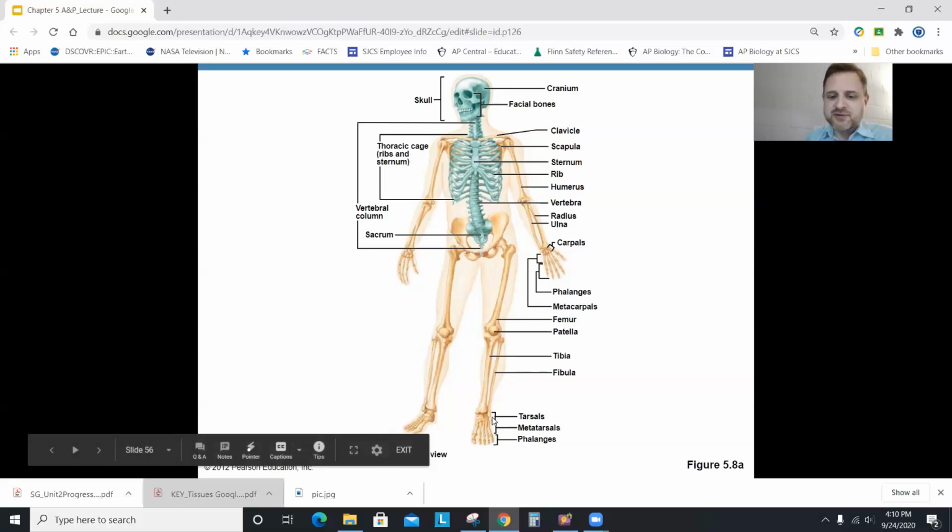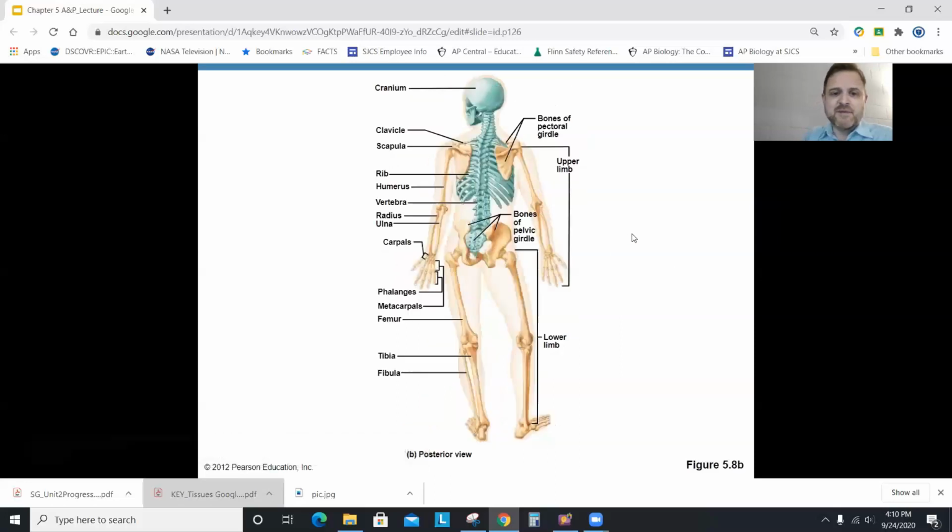And then we get tarsals, that's your ankle. Metatarsals would be in your foot, and phalanges are your toes. This is a super good diagram to know for a test. This is the same, but just a view from the back.